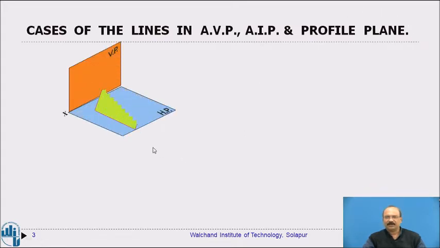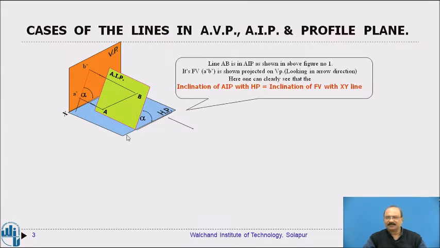Based on this, you can observe this is the auxiliary inclined plane, which makes a certain angle with the HP, given the notation alpha degrees with the horizontal reference plane. This you already studied, because the line is situated in the auxiliary inclined plane. If this is the case, we get the front view, A dash B dash. Here this angle alpha is the angle made by the line with the horizontal reference plane. We have studied all these details previously.